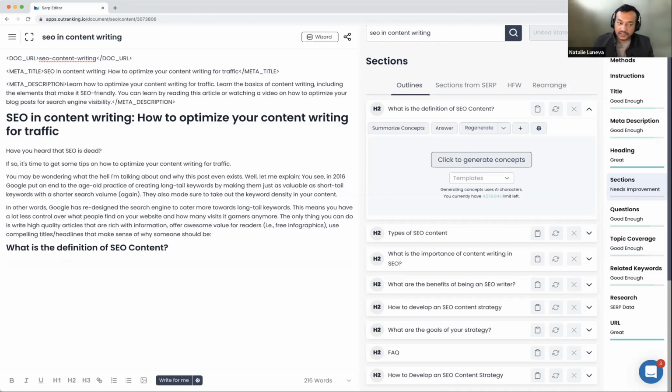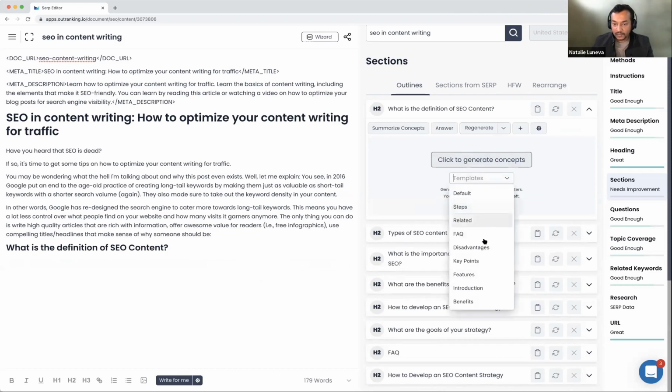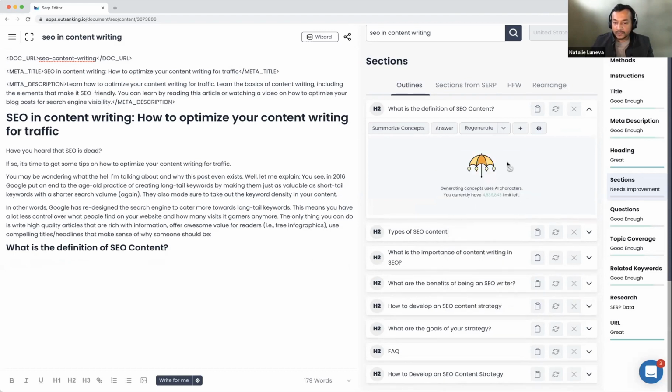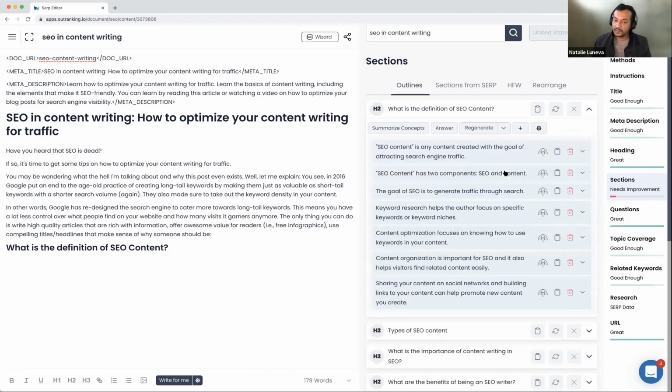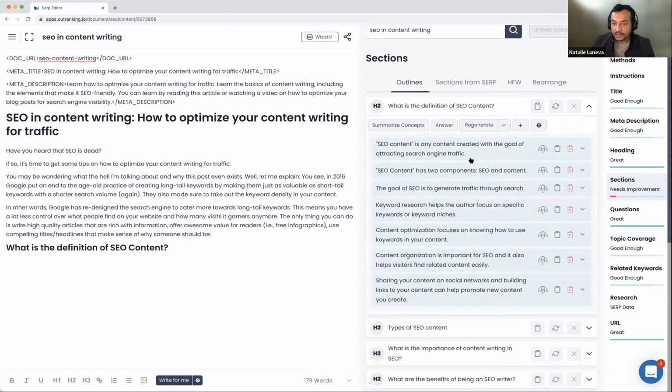What if this information needs to be much more factual than arbitrary probability? In that case, I will click on, let's say, key points. What this will do is go and read existing SERP information and identify key data that answers this particular question, right? So: SEO content is any content created with the goal of attracting search engine traffic. It has two components, SEO and content. The goal of SEO is to generate traffic through search, right?